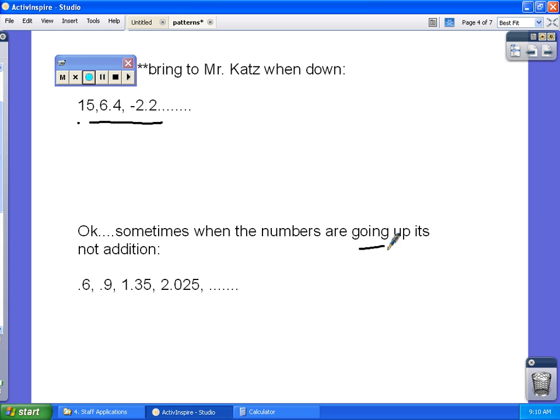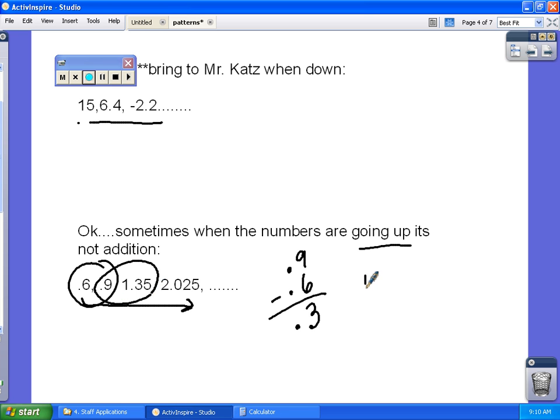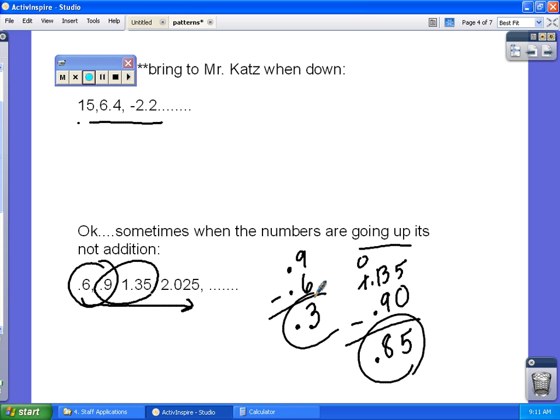So sometimes when the numbers are going up, it's not addition. So in this case, if you got this problem and you had to find the next three terms, the first thing you would do would see if it's addition. So you would do 0.9 minus 0.6, and you get 0.3, and then you take the next two, and you would notice 1.35 minus 0.9, notice I'm lining up the decimals, you actually don't end up getting the same thing. So if you don't end up getting the same thing, that means you're not adding the same thing, which means it's not addition.